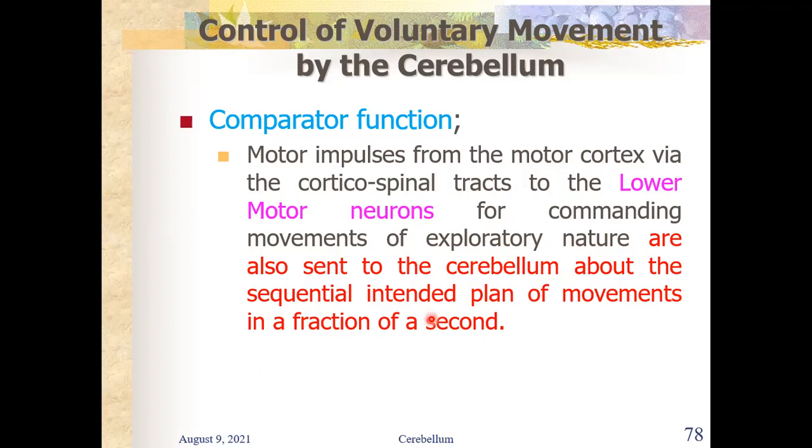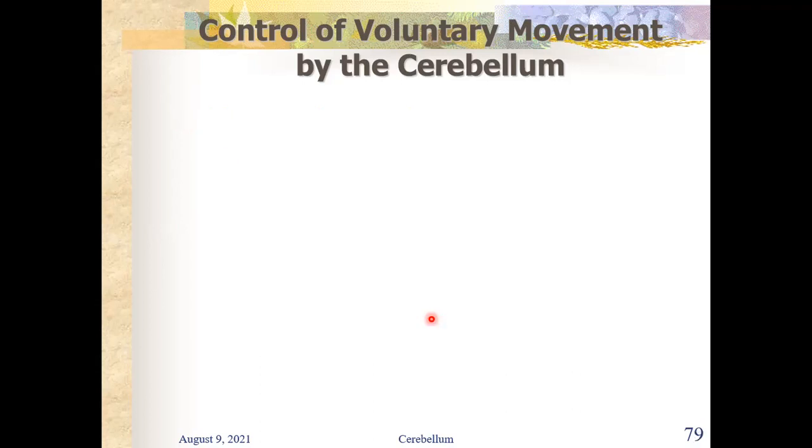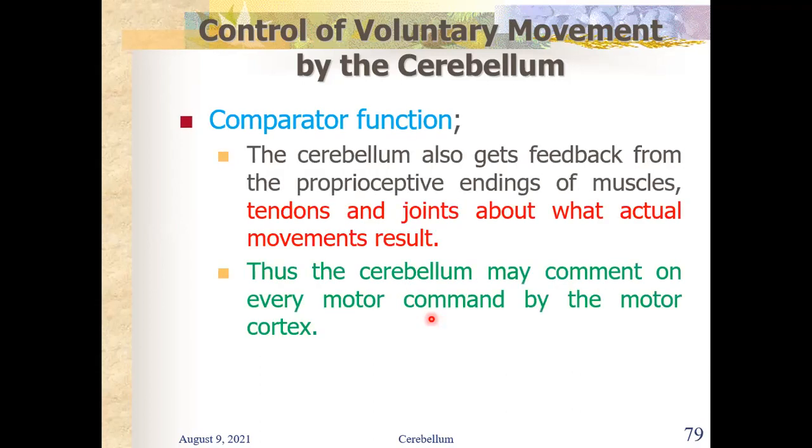What plan of movement does the cerebral cortex plan to execute? So in the process of the cerebral cortex trying to execute a movement, it will send a copy of that movement to the cerebellum. So that is the comparator function. So now the cerebellum will play a role in comparing the movement that is about to be executed.